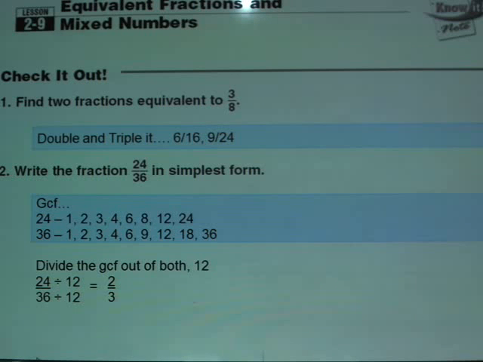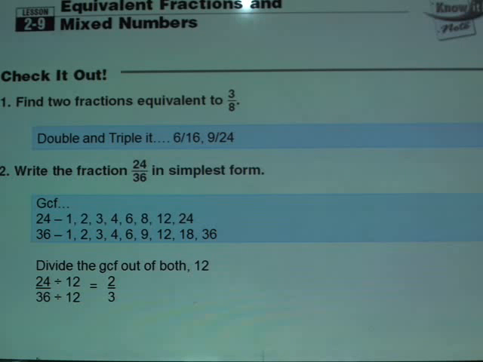They decided to triple it as well. Again, meaning to multiply both the numerator and denominator by 3. 3 times 3 is 9. 8 times 3 is 24. 9/24. Again, remember the easy one I told you. Multiply by 10. It just adds a 0 as long as it's a properly written fraction. 30/80. Done.